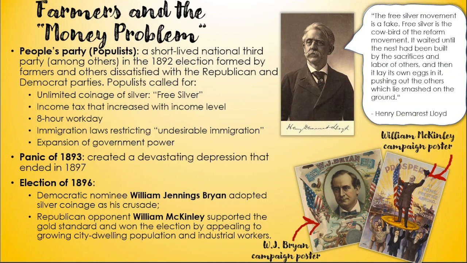And they also called for an 8-hour workday, instead of the 14-hour workdays, and for laws that would restrict undesirable immigration. So they believed that what they referred to as the pauper, just like the very poor, the pauper and criminal classes of the world were immigrating into America and taking Americans' jobs. And so they advocated for limiting immigration.